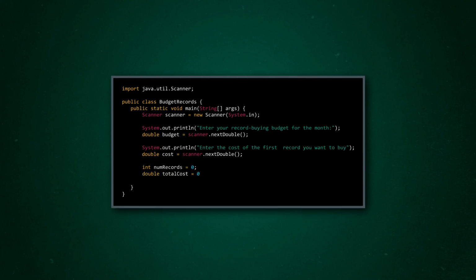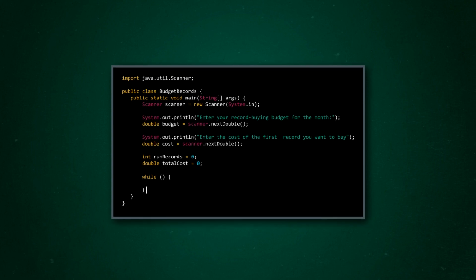Next up comes an integer variable representing the total number of records she'll be able to afford, and a double representing the total cost of her record selections so far. Both of these variables are initially set to 0, since the purpose of the program is to add up the possible records that fit under a budget. Now the stage is set for the ingenious while loop.